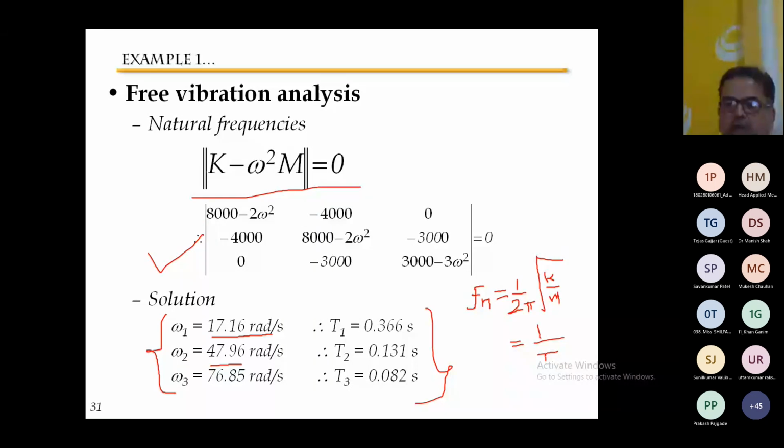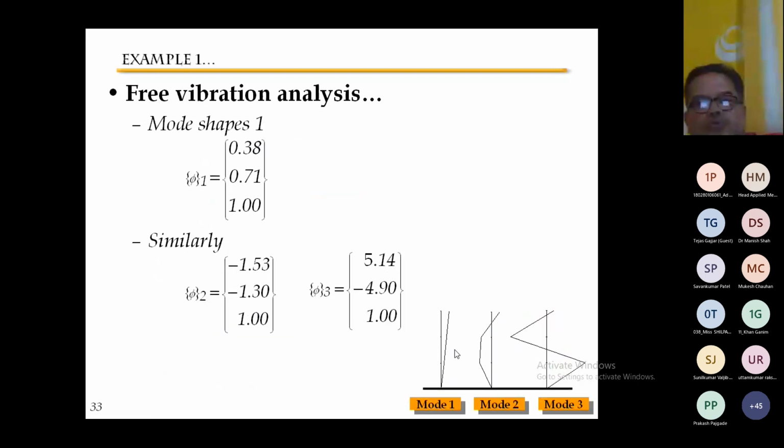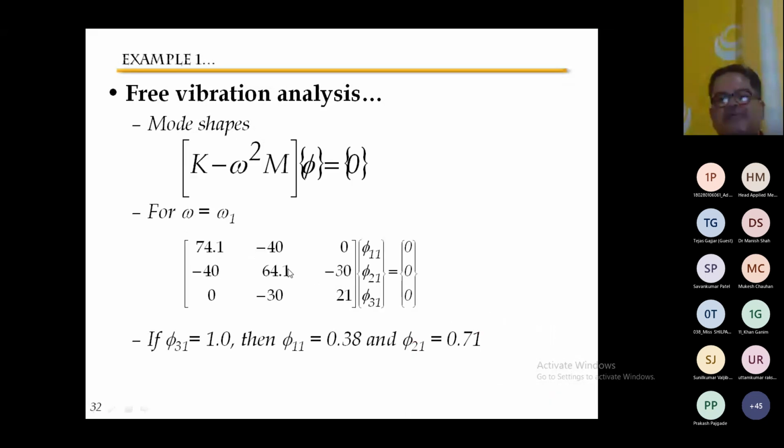So if your building has a lower frequency, then it has a higher natural period. So omega 1 is 17.16, which is lower than 47, so the natural period will definitely be higher, 0.36. T2 is 0.31. So these are the natural periods of the system. Then we have to go for the mode shapes, so we are plotting the mode shapes. It's very simple.